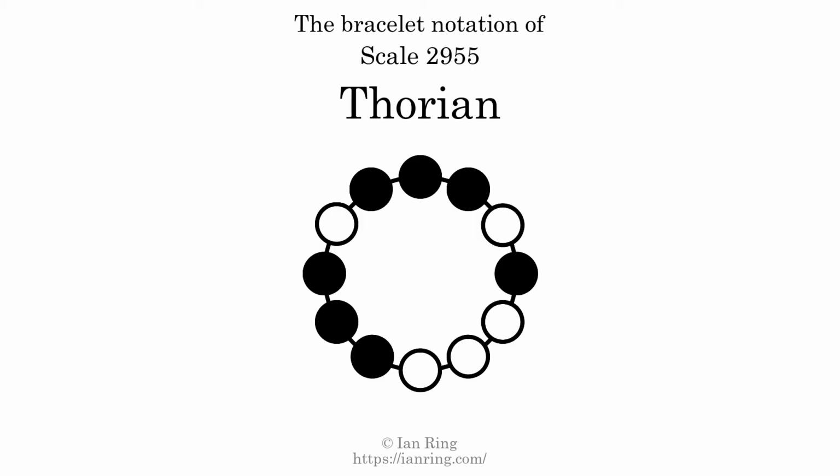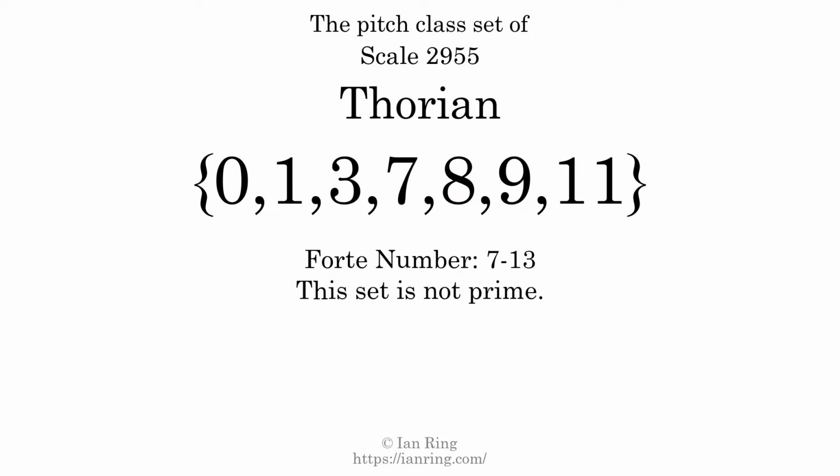This is a bracelet notation diagram of scale 2955. The shaded circles represent tones that appear in the scale, and they are read clockwise, starting at the top. The pitch class set for this scale is 0, 1, 3, 7, 8, 9, 11. The forte class is 7-13. This set is not prime.